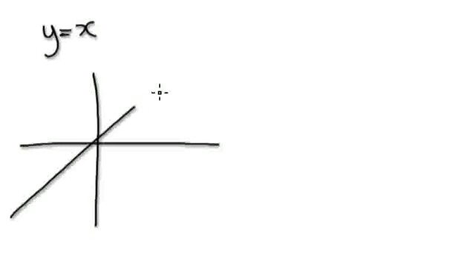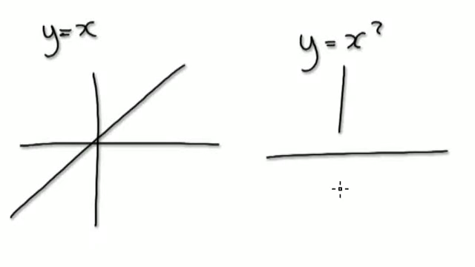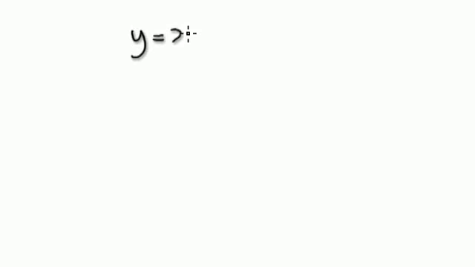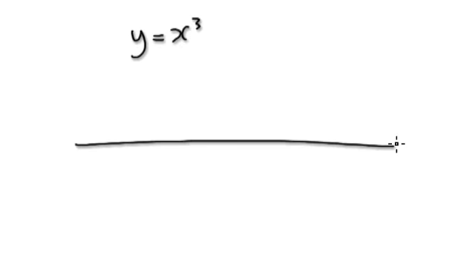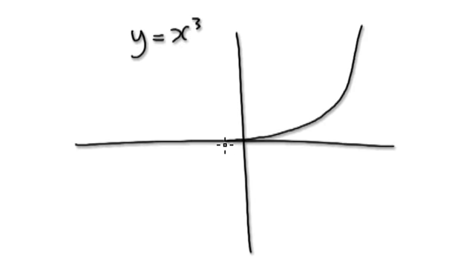So let's recap. Y equals x. It will look like this. Y equals x squared. It will look like this. Okay. Y equals x to the power 3. It will look something like this. Something like that. And it climbs up really fast. So it's quite steep. Okay.